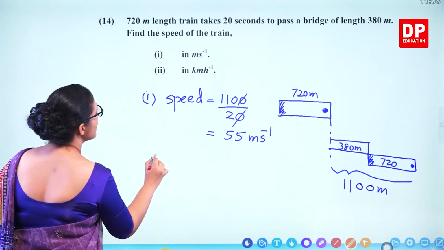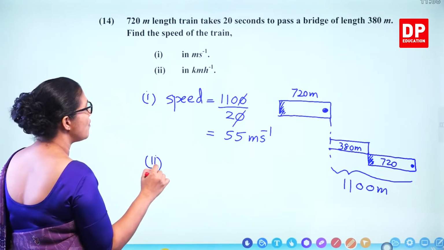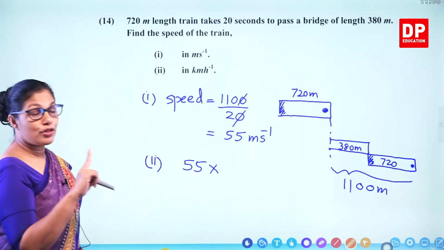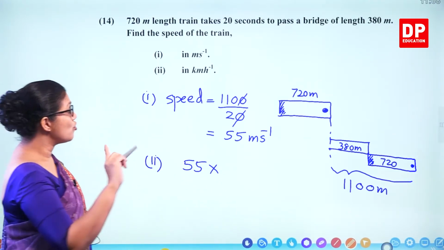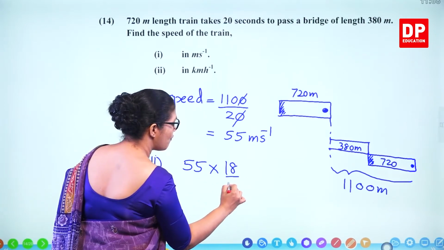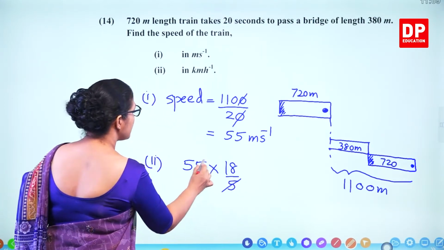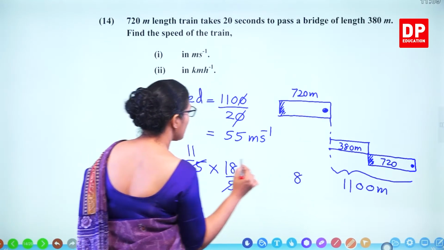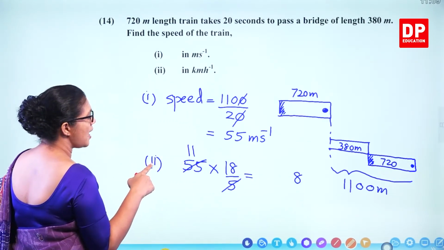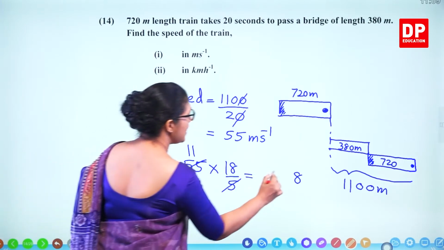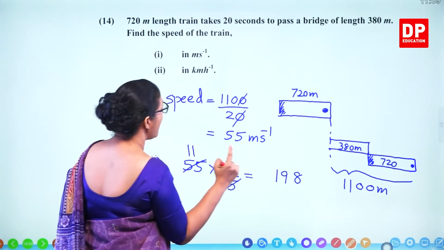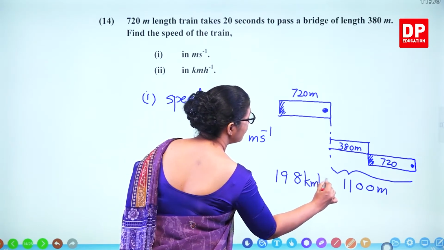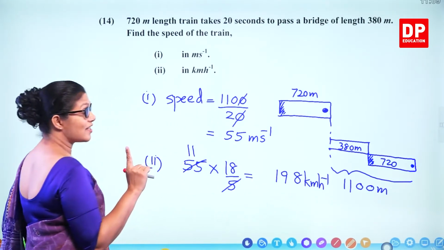So now they're asking in kilometers per hour. So what's the conversion? We did before. When you want to convert to kilometers per hour, you multiply by 18 over 5. 5 times 11, 11 times 18, 88. 11 times 1 is 11 plus 8, 19. 198 kilometers per hour.